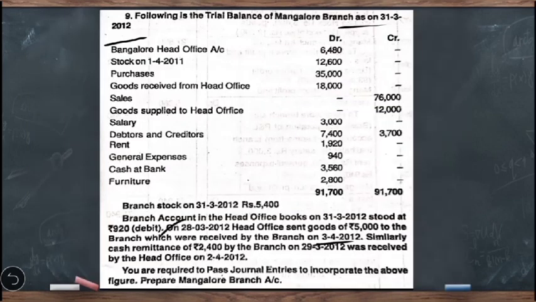First incorporation entry is for incorporating the debit items of branch trading account. In this case, let us see what are the items given. Opening stock is given here, purchases is given, goods received from head office we have to write, then we have to check if there are any other direct expenses. Okay, in this case we don't have any other expenses, direct expenses, so only 3 items are there. So what is the entry we have to pass? The entry will be branch trading account debit to branch account.